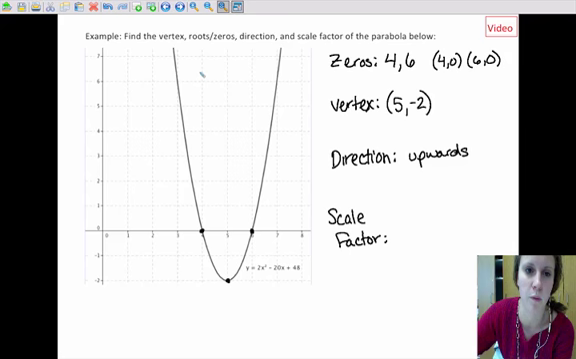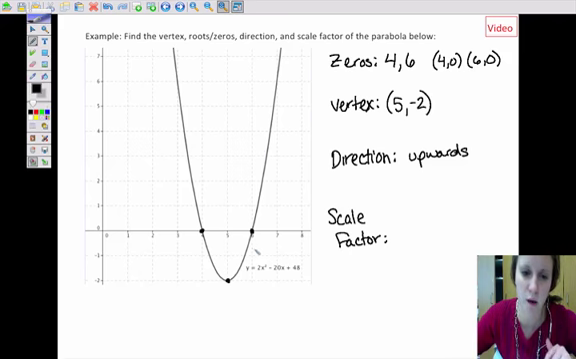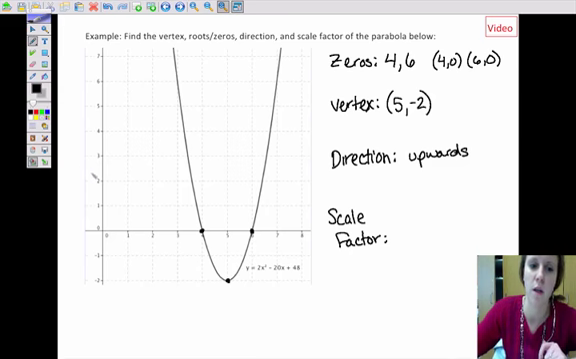This parabola opens up. And then let's talk about our scale factor. Scale factor is you have to do some comparing to an original parabola, to our parent function. So we don't know the equation of this function. We'll learn how to do that in a while. But let's talk about y equals x squared. That's our parent function. What would that look like on here?